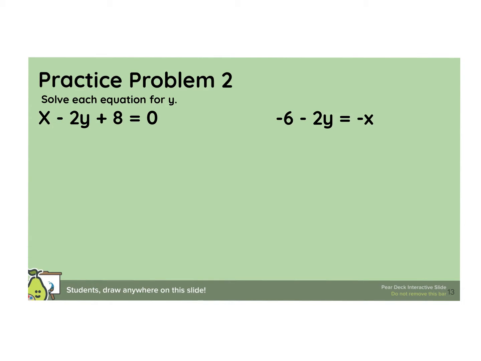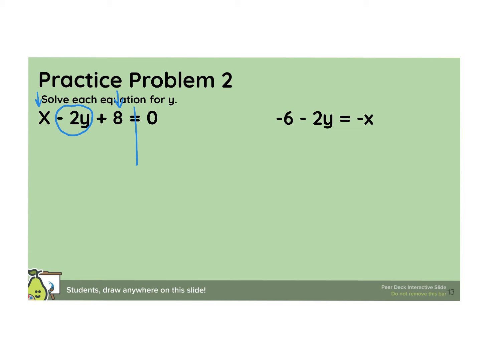All right, practice problem 2. So this first equation looks really weird. We've never seen an equation like this, but it's the same idea, okay? We have this negative 2y, and we need to get rid of everything else, right? I want this y to be by itself. So that just means that the x has to go, and the 8 has to go. That's it. So we're going to get rid of two things.